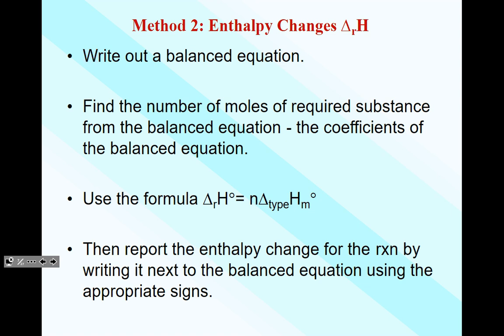Another thing, kiddos, is this. In this particular case, if you have 2 moles of a substance, you just have to take your delta H and multiply it by 2, or depending on what your coefficient is, but I'll explain that. Then report the enthalpy change for the reaction by writing it next to the balanced equation using the appropriate signs. Okay, so now that's the key. In this case, we're not using that symbol. We're actually writing a balanced equation, and then writing down the enthalpy change next to it.